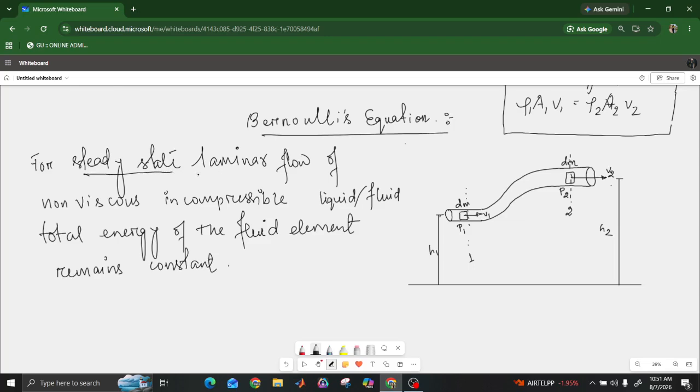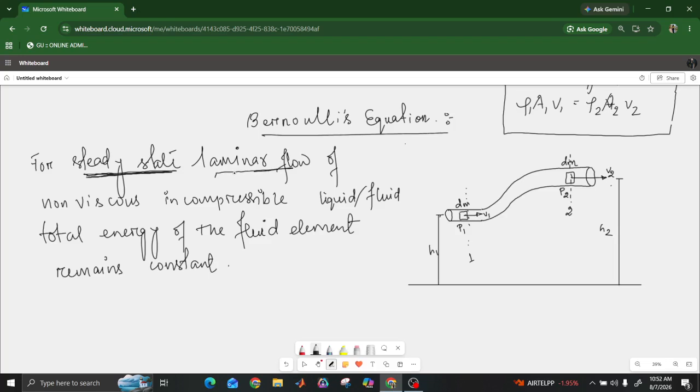These are the assumptions that we take while writing Bernoulli's equation. Steady state means the properties do not change with respect to time. Suppose I look at this point and see at 9 a.m. the fluid is flowing at a velocity of 2 meter per second. I take another reading at 10 o'clock, it still remains 2 meter per second. At 11 o'clock, it's still 2 meter per second. So the velocity is not changing with respect to time. That is called a steady state.